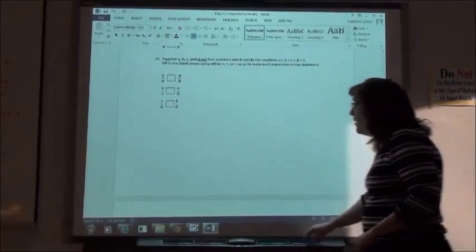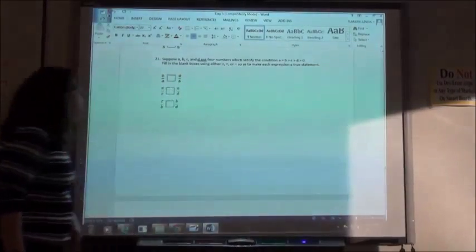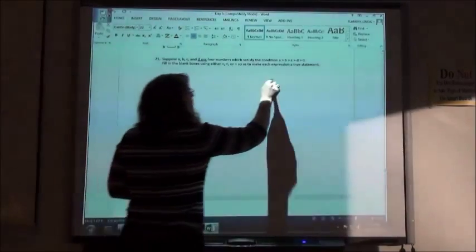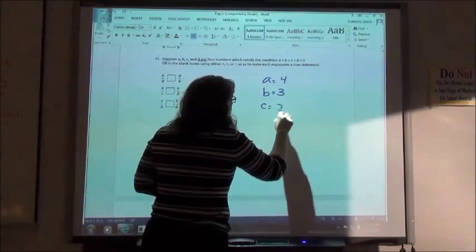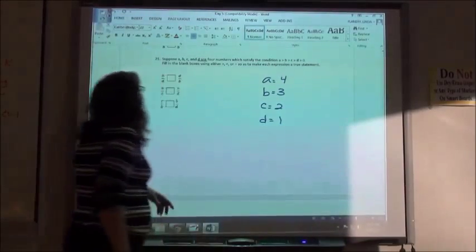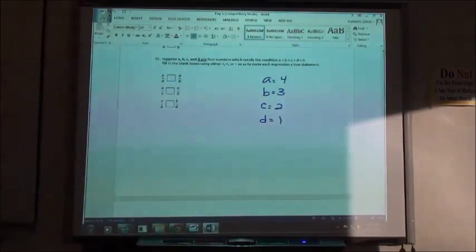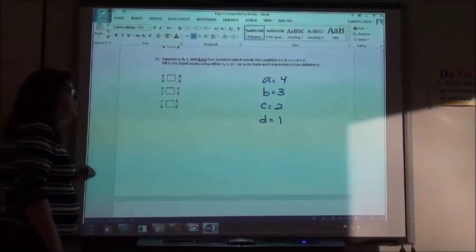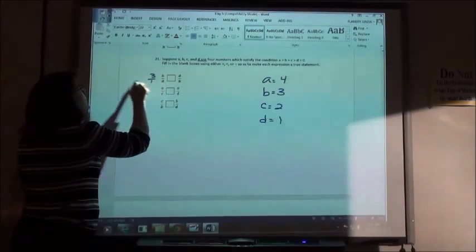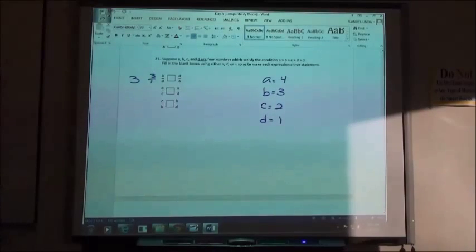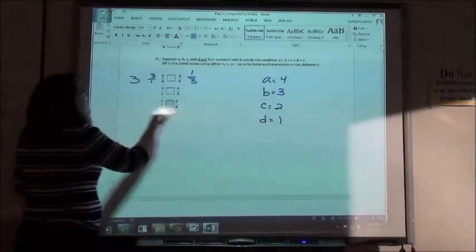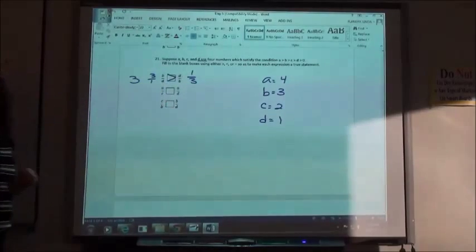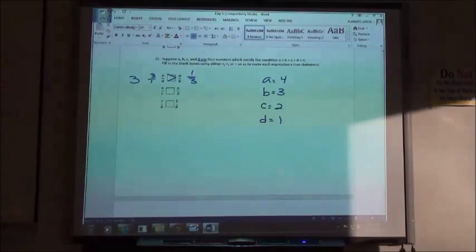Number 21. Same rules up there. Again, we're going to say A is 4, B is 3, C is 2, and D is 1. And so B over D would be 3 over 1, which is 3. D over B would be 1 over 3. And 3 is greater than 1/3. Big number over the small number.